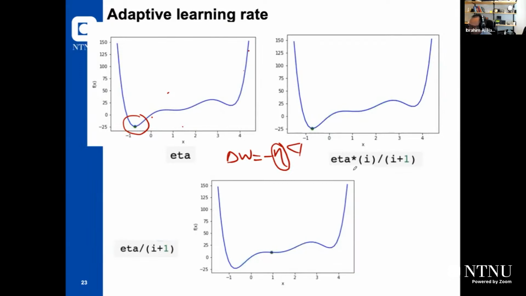So I can use this formula, for example, I can multiply eta by I divided by I plus 1, where I is the iteration number. So you can see here that the speed is much less, but it's still not very good.